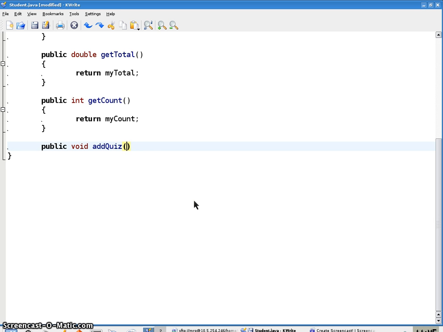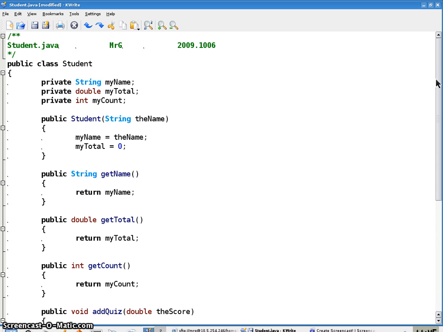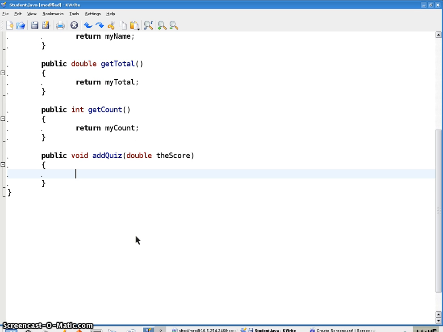Here we go. Double, the score. Okay, so what are you going to do with the score? Why do we need that information? What are we going to mutate? What naughty bits are you mutating? Total, right? My total and my count. Okay, so what are you going to do with my total? My total equals my total plus the score.